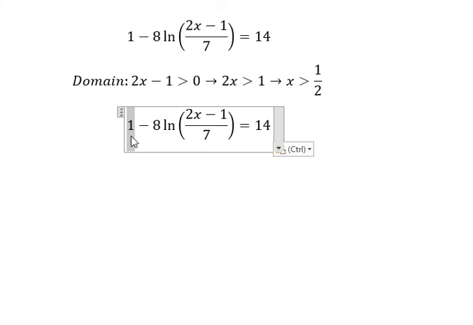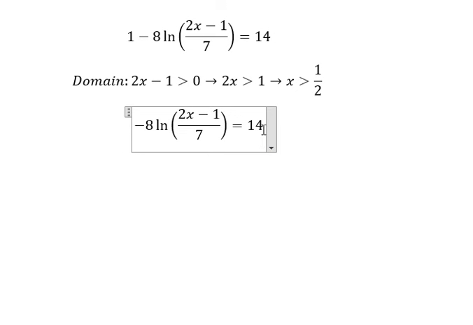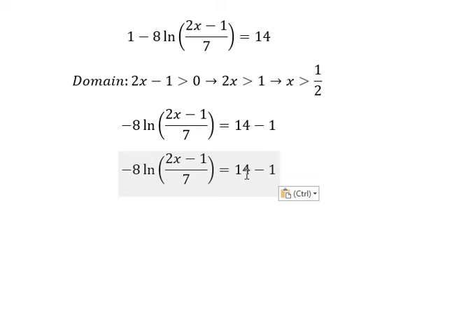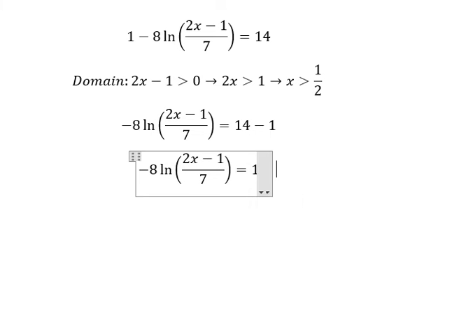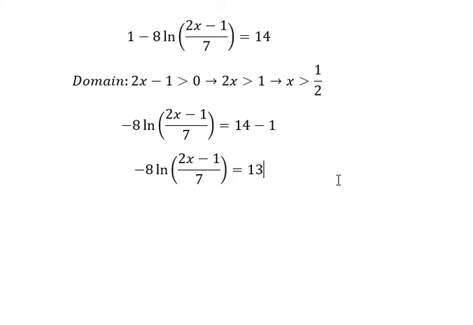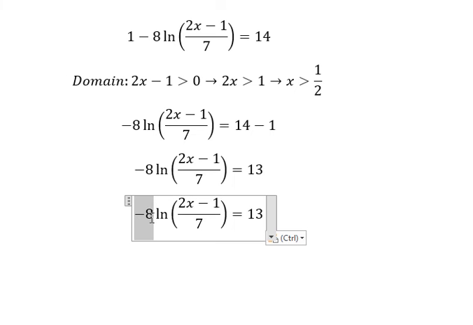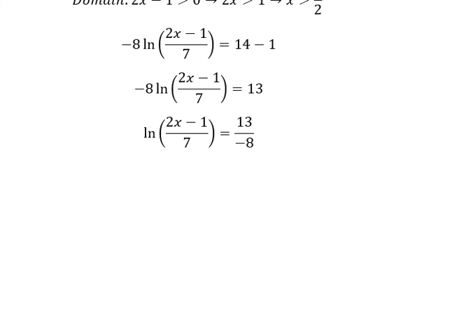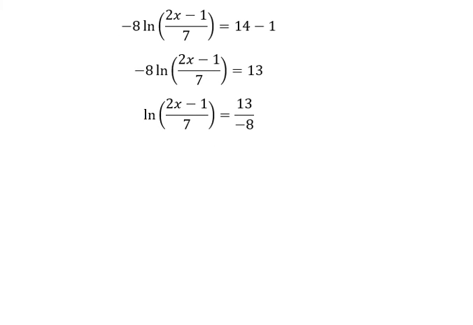Now I will put 1 go to the right. And we have negative 1. 14 minus 1, we have 13. Later we divide both sides by negative a. Next, I will put e for both sides.